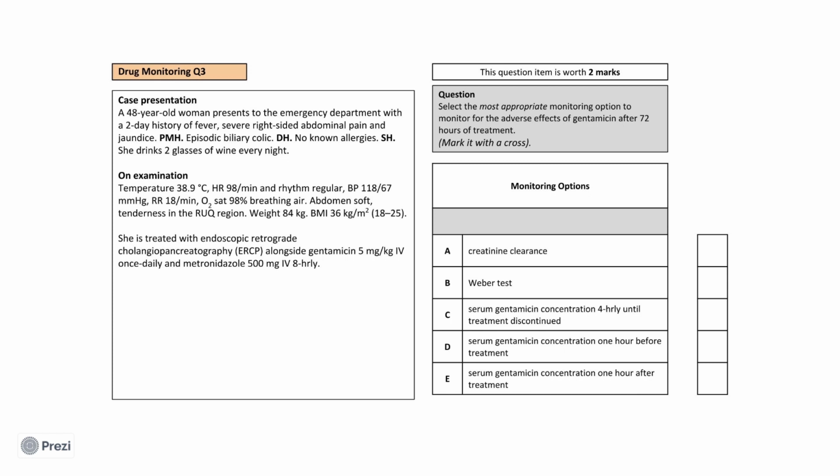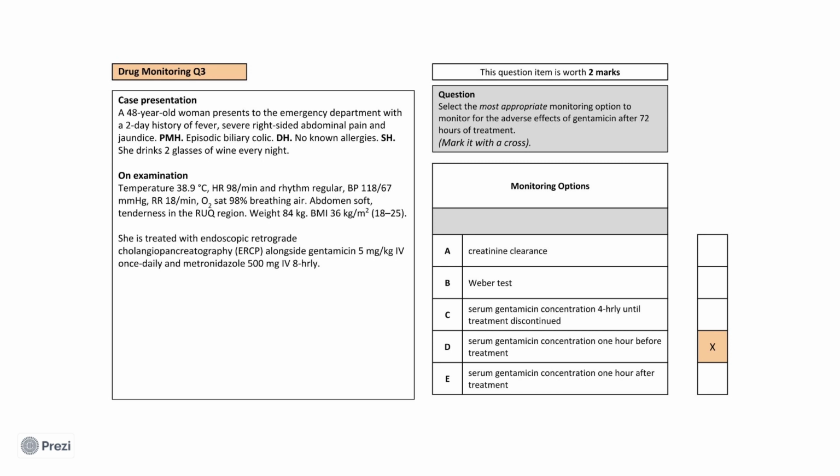The key points that you should take from this clinical presentation are the patient's symptoms are indicative of a biliary tract infection and her subsequent treatment with gentamicin in a once daily dose regimen. As gentamicin can cause numerous adverse effects, there may be a number of correct monitoring options, so you should identify the most appropriate one for this patient in this scenario. The correct answer for this question is D, serum gentamicin concentration 1 hour before treatment.